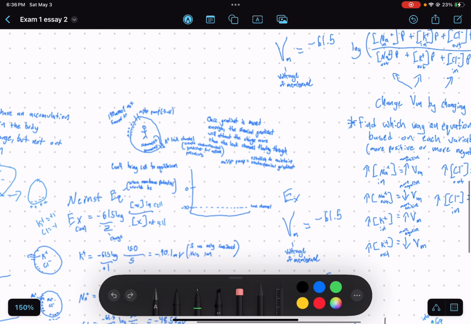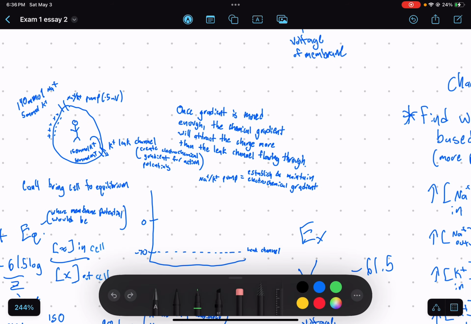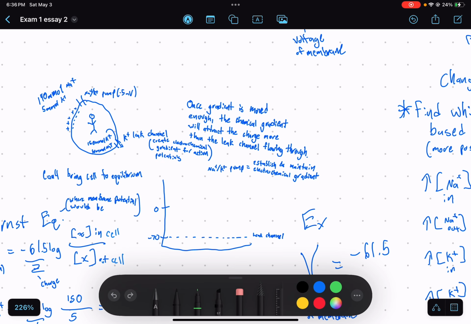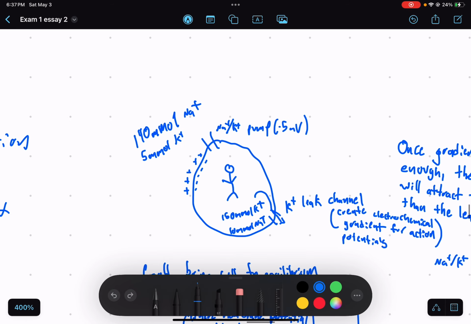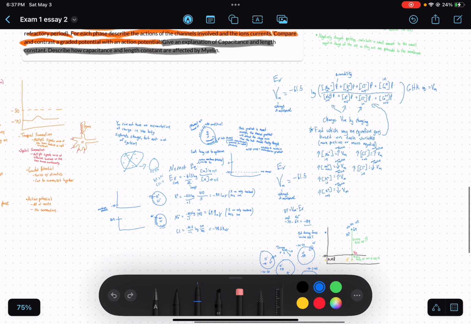Now that we've gone over that, I'm just going to talk about this gradient here for a little bit. So once the gradient is moved enough, the chemical gradient will attract the charge more than the leak channel flowing through. That's what I was talking about earlier with that negative charge battling with the positive charge on the outside, the electrical gradient battling with the concentration gradient, the chemical gradient.